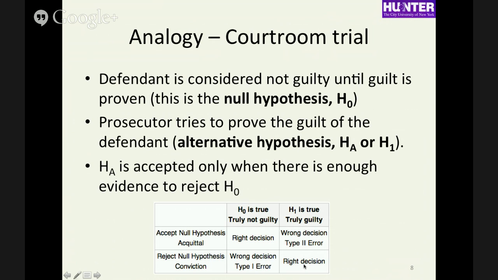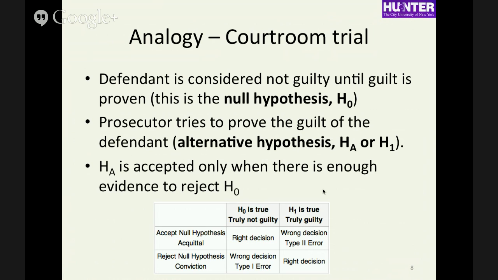But there are two types of errors that we can make. So the first one, where the null hypothesis was true, but we reject it anyways, so that means that we're convicting an innocent person. That's a type 1 error. And the other type of error is where actually the alternative was true, the defendant's guilty, but we failed to convict them. That is a type 2 error.